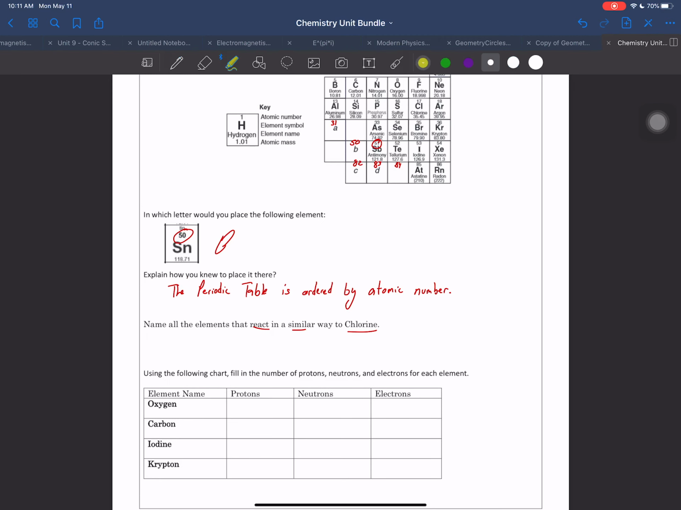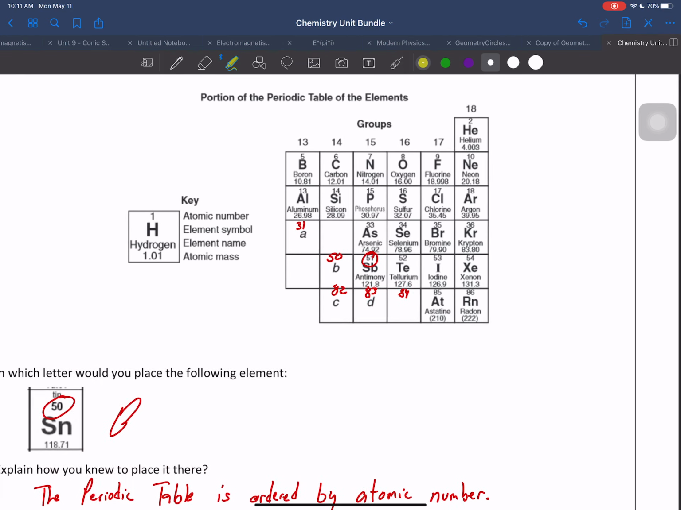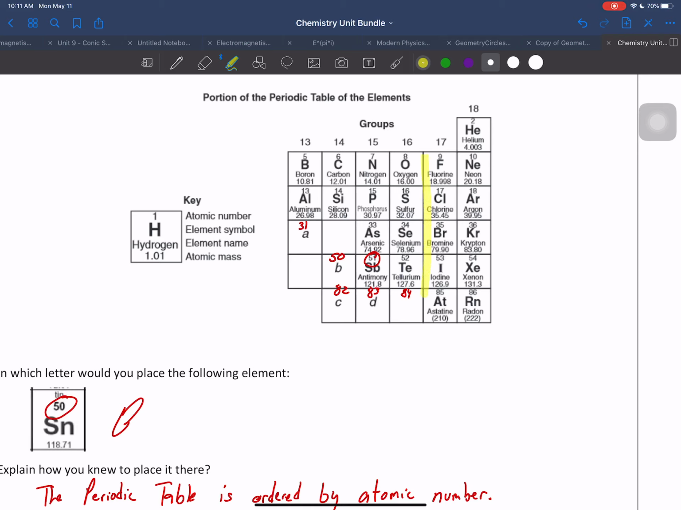So those are all going to be the ones that are in the same group or family. So all of these, this group right here, this is where chlorine is, and fluorine, and bromine, iodine, and astatine. They're in the same group and family, which is called the halogens. They all react in a similar way. So if they're all in the same column, and this is why certain elements appear on top, and this is why the periodic table has this kind of funky shape to it, it's because we want to group the elements that react in a similar way.